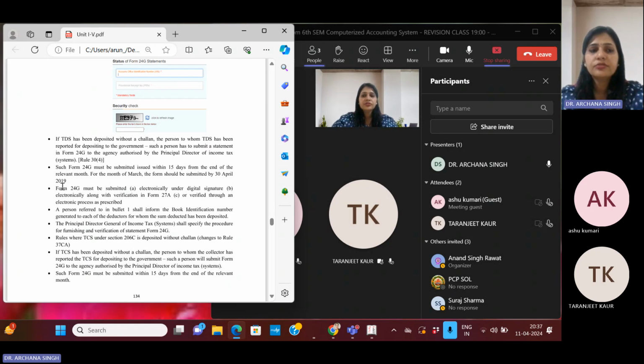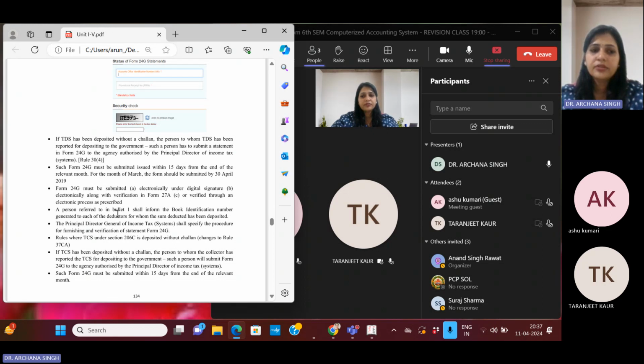Then 24G जो form वो submit करेगा, it must be submitted within 15 days from the end of relevant month. For the month of March, form should be submitted by 30th April. Then form 24G should be submitted electronically under digital signature, along with verification in form 27A, or verified through an electronic process as prescribed.